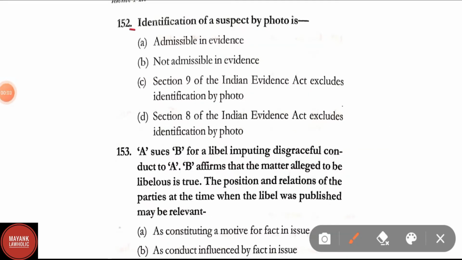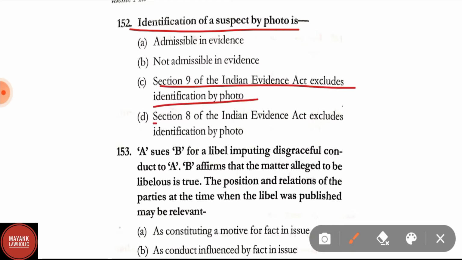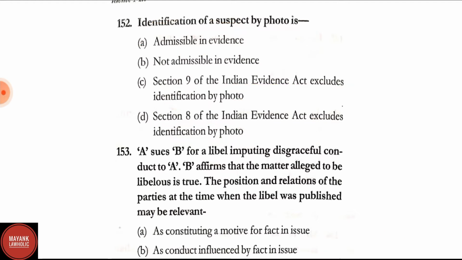Question number 152. Identification of a suspect by photo is option A, admissible in evidence, option B, not admissible in evidence, option C, section 9 of the Indian Evidence Act excludes identification by photo, option D, section 8 of the Indian Evidence Act excludes identification by photo. Here correct answer is option A, that is admissible in evidence. Identification of a suspect by photo is admissible in evidence.